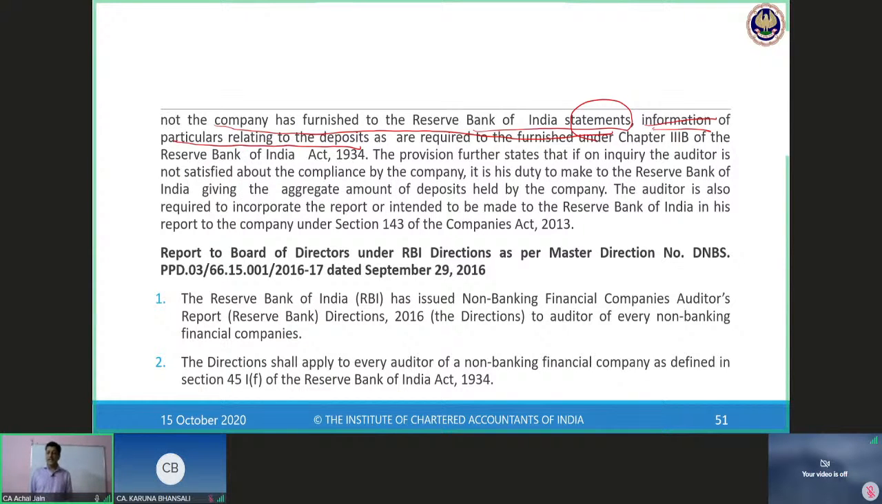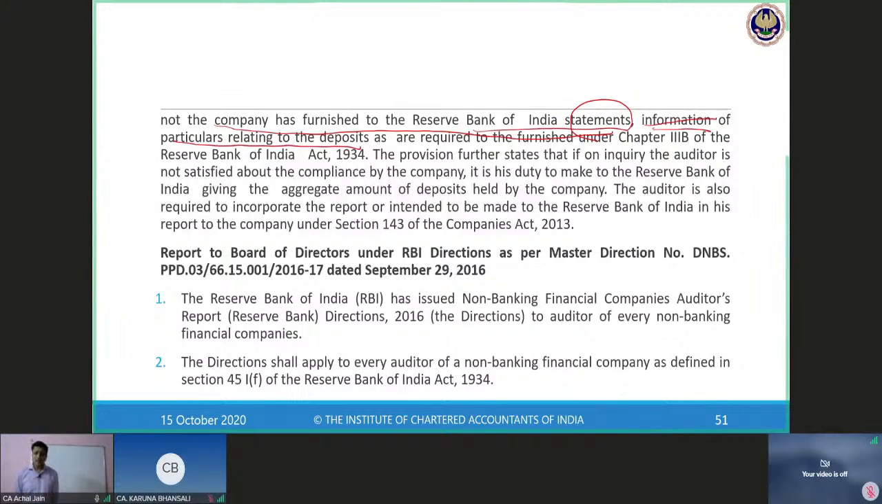The provision further states that if on inquiry the auditor is not satisfied about the compliance by the company, it is his duty to report to the Reserve Bank of India, giving the aggregate amount of deposits held by the company. The auditor is also required to incorporate the report made or intended to be made to the Reserve Bank of India in his report to the company under Section 143 of the Companies Act. So all of these reporting requirements come from the RBI Act, which are in addition to the Companies Act requirements that the NBFC will anyway have to take care of.